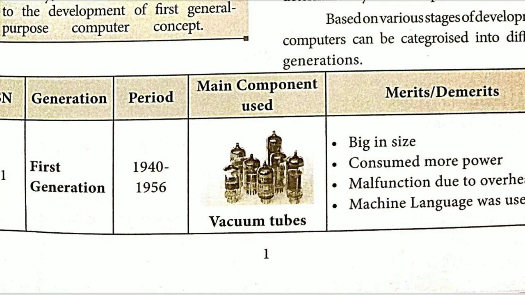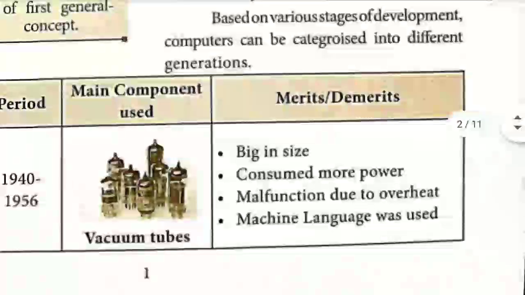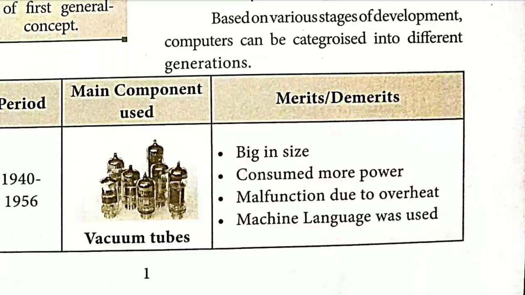If there is no vacuum or any other gas present inside this vacuum tube, then it is considered as zero. Okay, so likewise you can see that there are so many vacuum tubes present inside this generation computer, first generation computer. The main merits and demerits of these computers are: big in size, consumes more power, malfunction due to overheat.